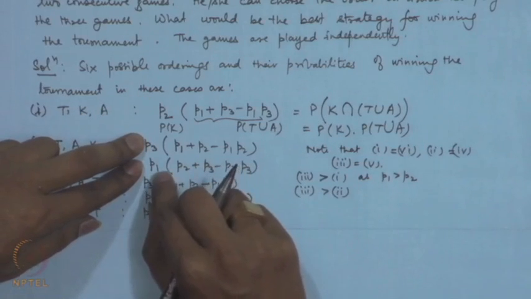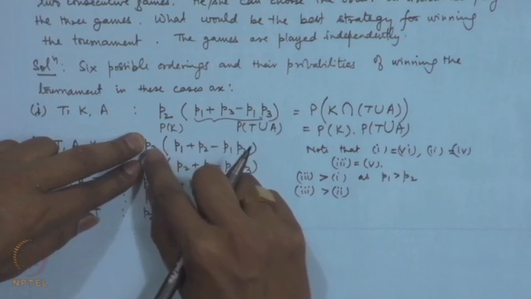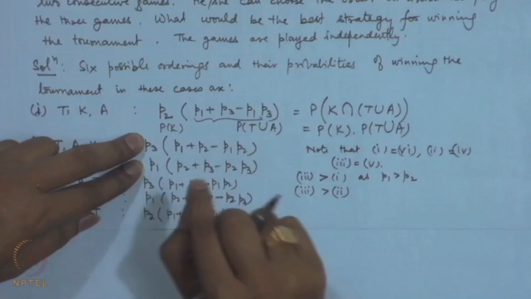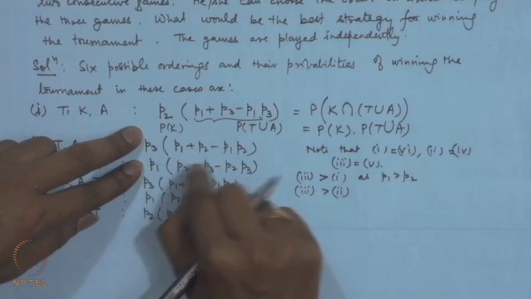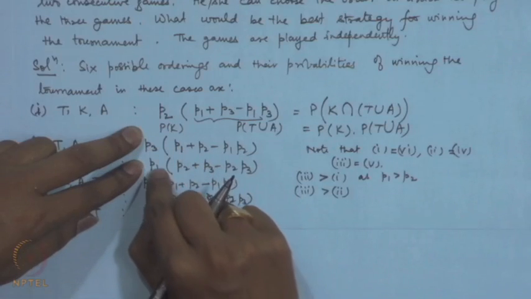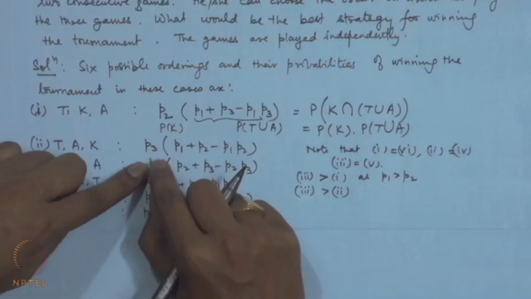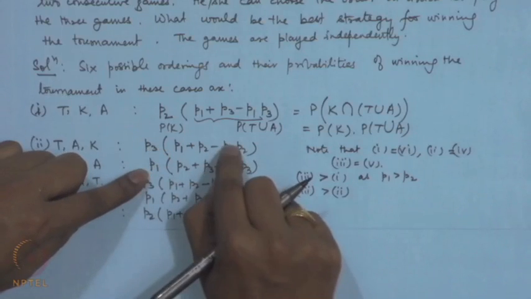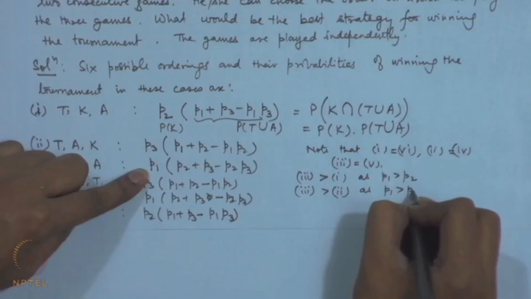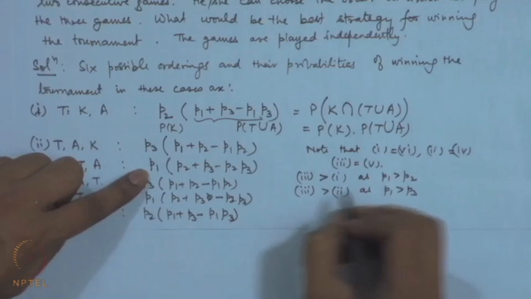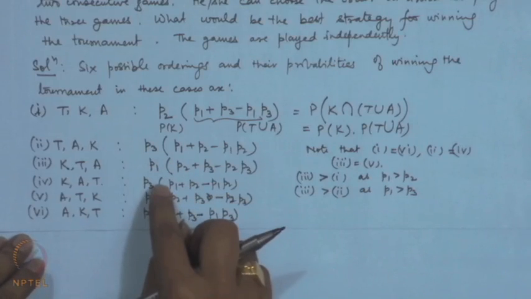If you multiply here, you get P1 P2, this is P1 P3. So, P2 is bigger than P3, therefore, this term will be bigger. Second term is P1 P3, and here P1 P3 cancels out, you get P1 P2 and here you get P2 P3. So, P1 is bigger than P3, therefore, this term will be bigger, and the last term is P1 P2 P3. So, since P1 is bigger than P3, 3 is bigger than 2 also. So, third option or the fifth option.